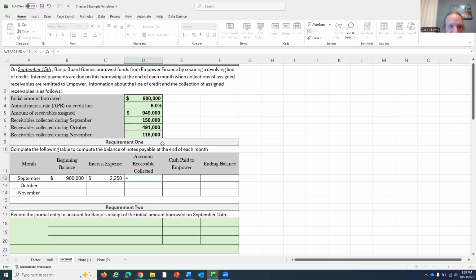We know the amount of receivables that we collected, which we've assigned and therefore have to remit payment to Empower Finance for, which was $150,000.